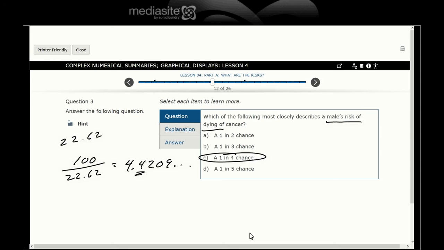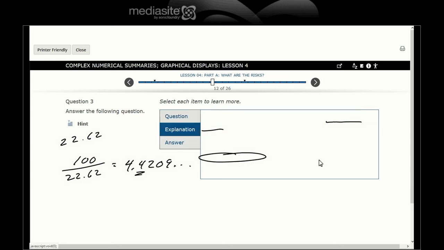Now, again, the last one was 1 in 2 chance of being diagnosed with cancer. This 1 in 4 chance is once you get diagnosed. If you never get diagnosed, you have no chance of dying of it. So 22.62, 4.420, about 4. Answer C, 1 in 4 chance.